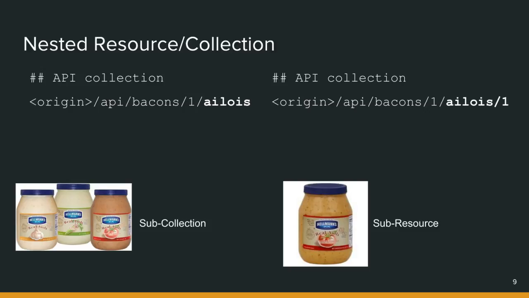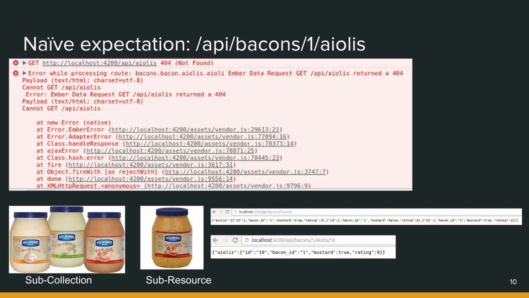I do the same thing for my sub-collections and sub-resources, which are my aiolis. And things break. So in my naivety, being somewhat new to Ember, I kind of expected some magic to happen for me to resolve the API endpoint where aiolis is a sub-collection of the bacon resource, but it looks for a top-level collection. Which is what you're seeing where that 404 error is. My backend is working just fine now. So I know it's an EmberData consuming issue.